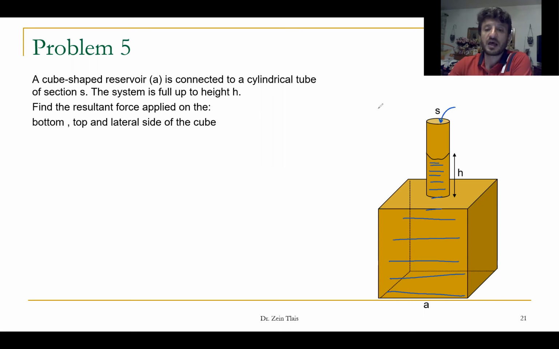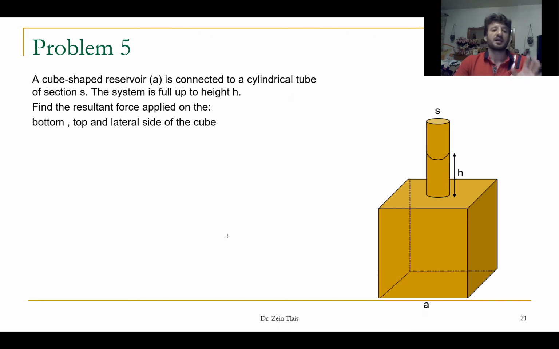So we have water up to this point, at the height h, at a height a plus h. We have a total height of water equal to a plus h.